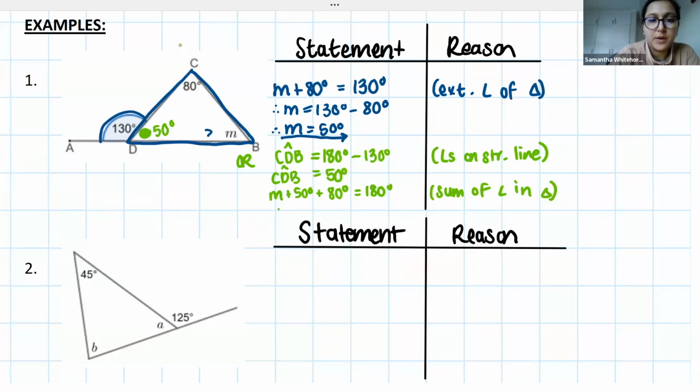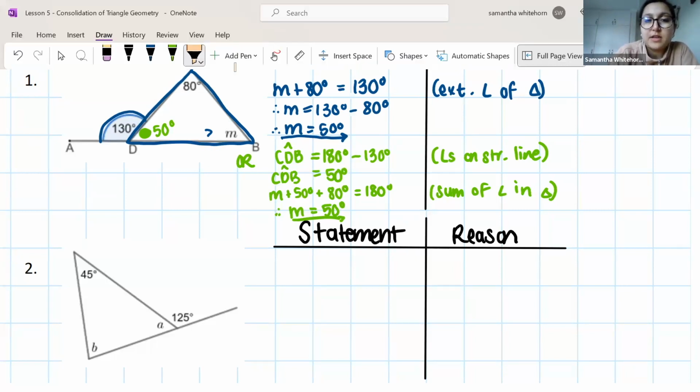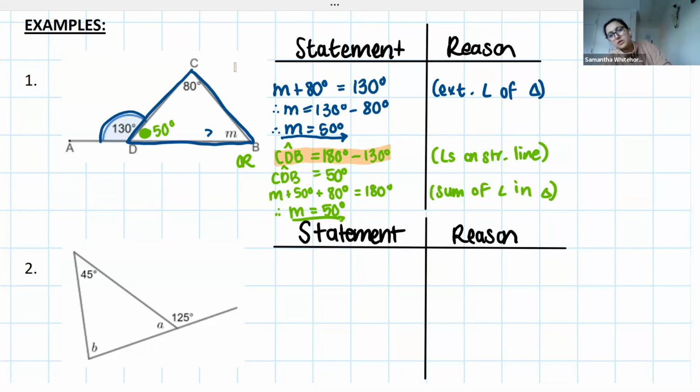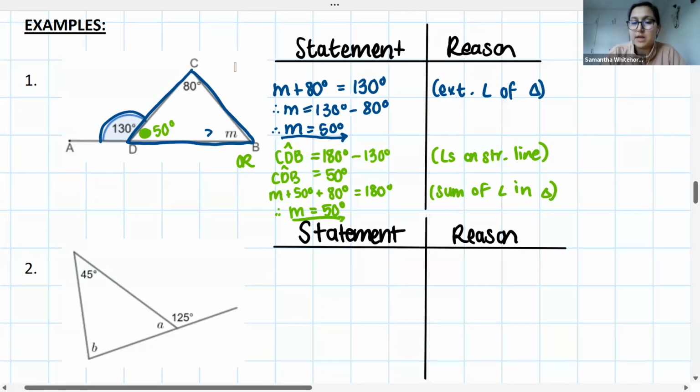I don't have enough space for all my working out, but once you use inverse operations, you will get that M is equal to 50. So guys, either one is fine. You will get full marks for both. Either you use exterior angles, or you first use angles on a straight line and then angles in a triangle. For the second option, it goes back to what I said earlier: you have to write everything down. You have to have written down that angle CDB is equal to 50 because of angles on a straight line. If you don't, you're starting to make assumptions. So write down everything and make sure that you get the mark.